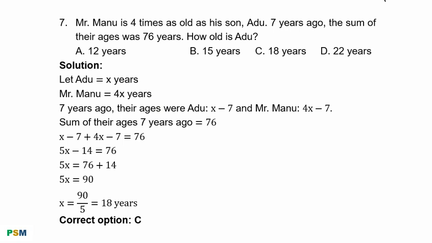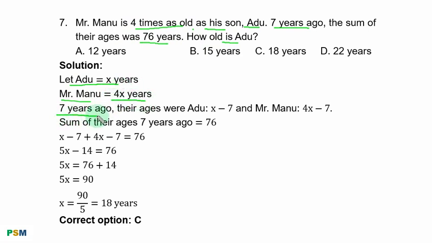Question 7. Mr. Mano is 4 times as old as his son Adu. 7 years ago, the sum of their ages was 76 years. How old is Adu? Solution. Let Adu be equal to s years, then Mr. Mano is 4 times as old as his son. So you have 4s years.